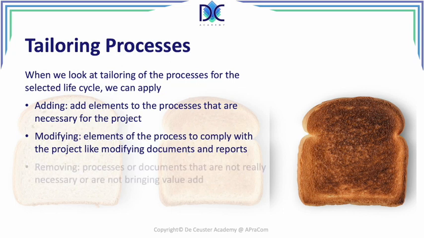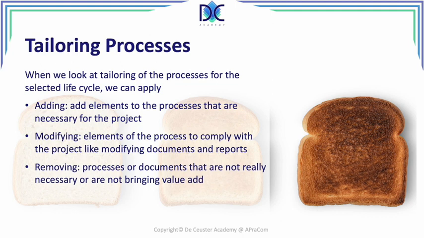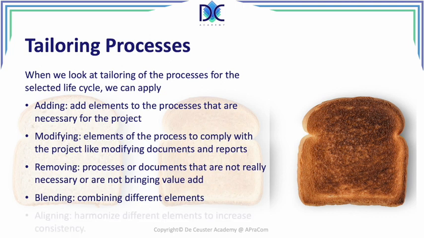project. We may remove complete documents, and we evaluate them. If they don't bring any value add to the project, it may be a good choice to remove the documents or the processes or the methods and the artifacts that we are using. We look at blending, combining different elements, and finally, we want to align. It means we want to harmonize different elements to increase consistency. We have to find that everything is aligned to each other, that it feels like one big project and not a set of elements that we are going to do for the project.